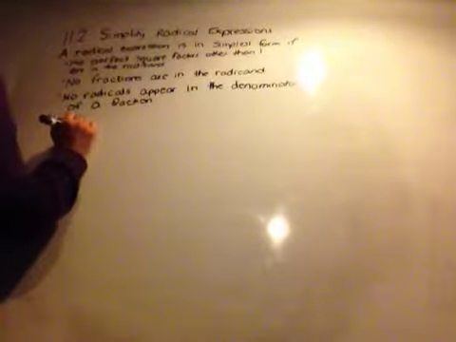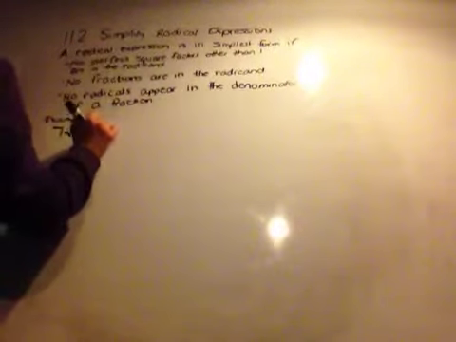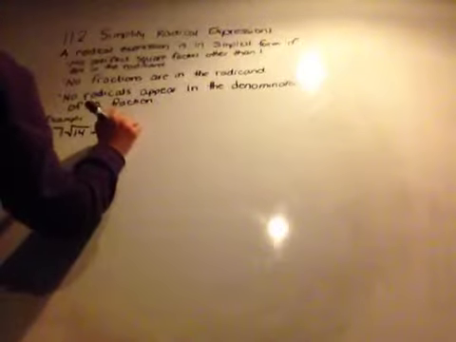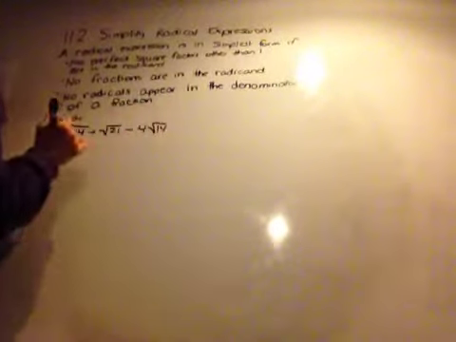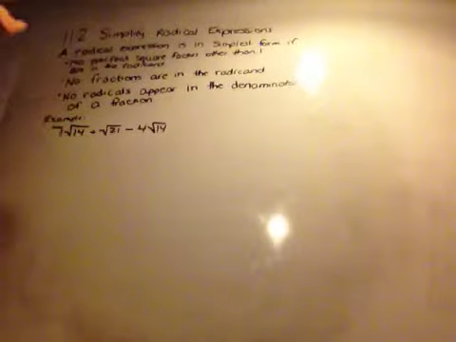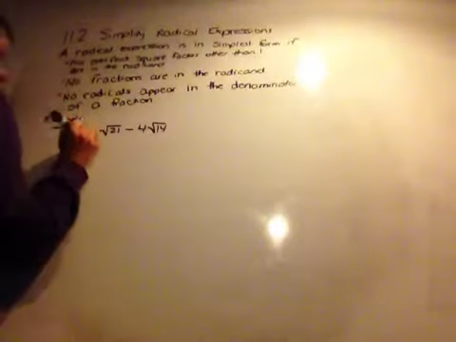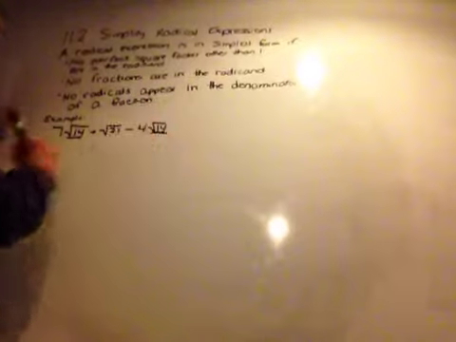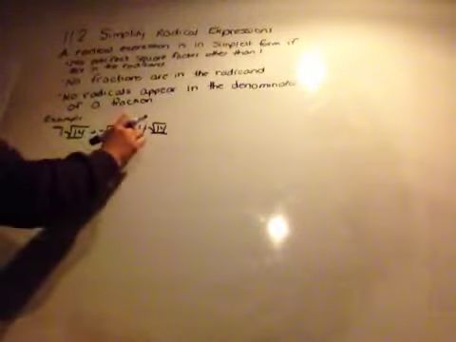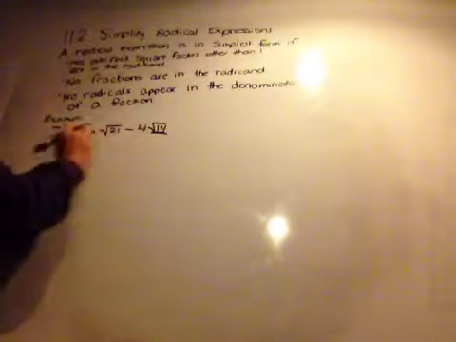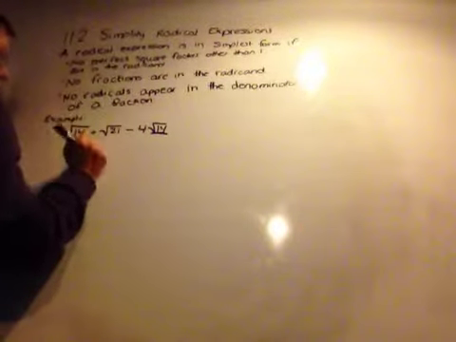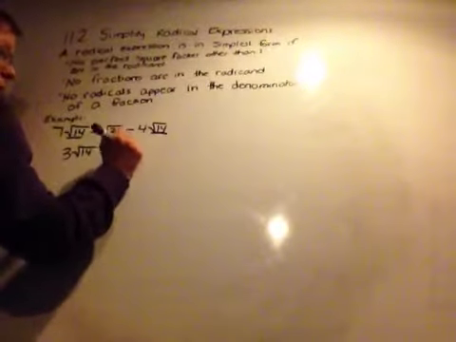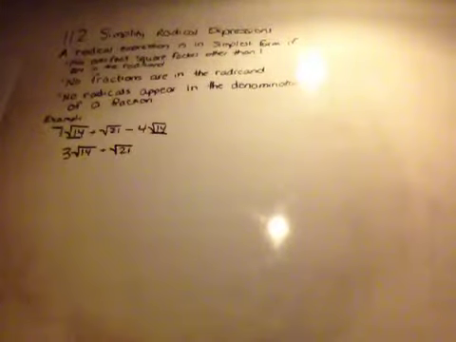So we have 7 times the square root of 14 plus the square root of 21 minus 4 times the square root of 14. So in order to add or subtract the radicals, we can only combine the ones that have the same number underneath the radical symbol. So then we're just going to add or subtract their coefficients. So 7 minus 4 is 3. So I have 3 square root of 14s plus I have the square root of 21.